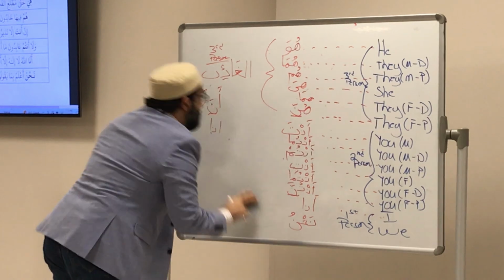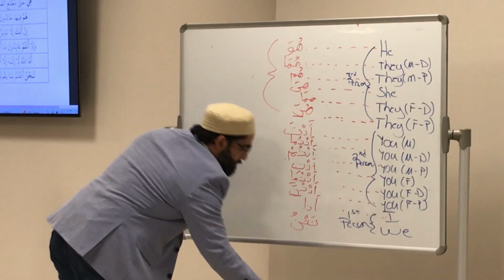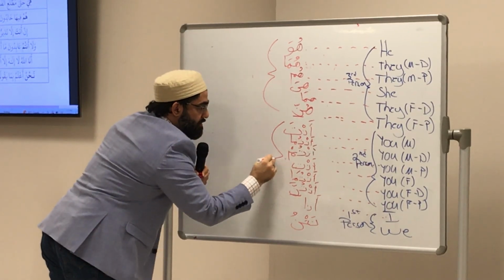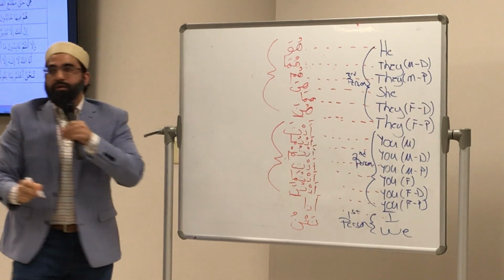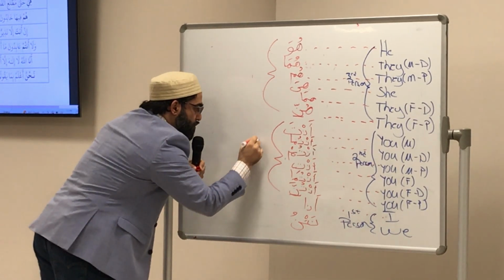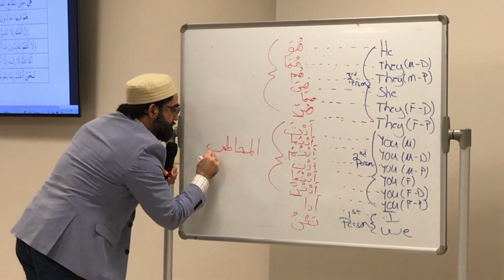For this area here, second person, what do we call the second person? In Arabic, we call it al-mukhatab. Al-mukhatab.